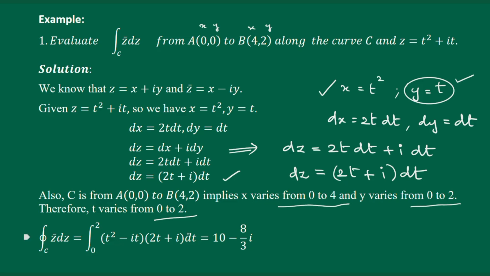Then, just by usual multiplication, we can multiply these terms and integrate with respect to t, applying the limits 0 to 2, that is, upper limit minus lower limit. Finally we will get the answer as 10 minus 8 by 3 into i.